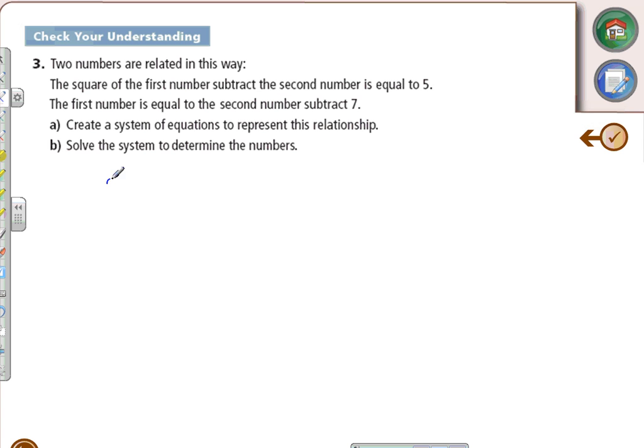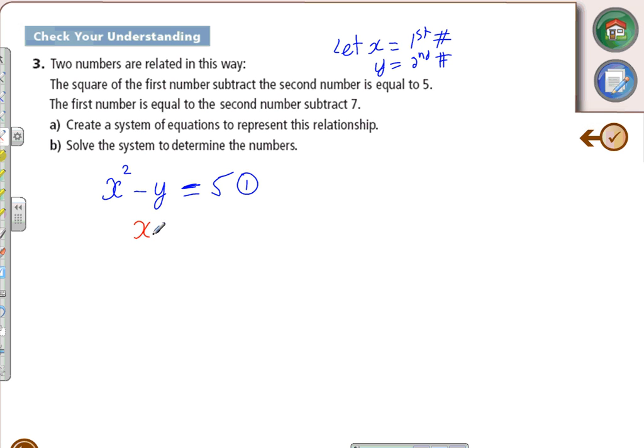Square of the first number, we'll just call the first number x. So let's let x equal first number. If ever you're using variables and they don't give them to you, you need to define them. So x is the first number, and y is equal to the second number. x squared, subtract the second number, is equal to 5. There's equation number 1. Equation number 2, first number is equal to second number, subtract 7. There's equation 2.